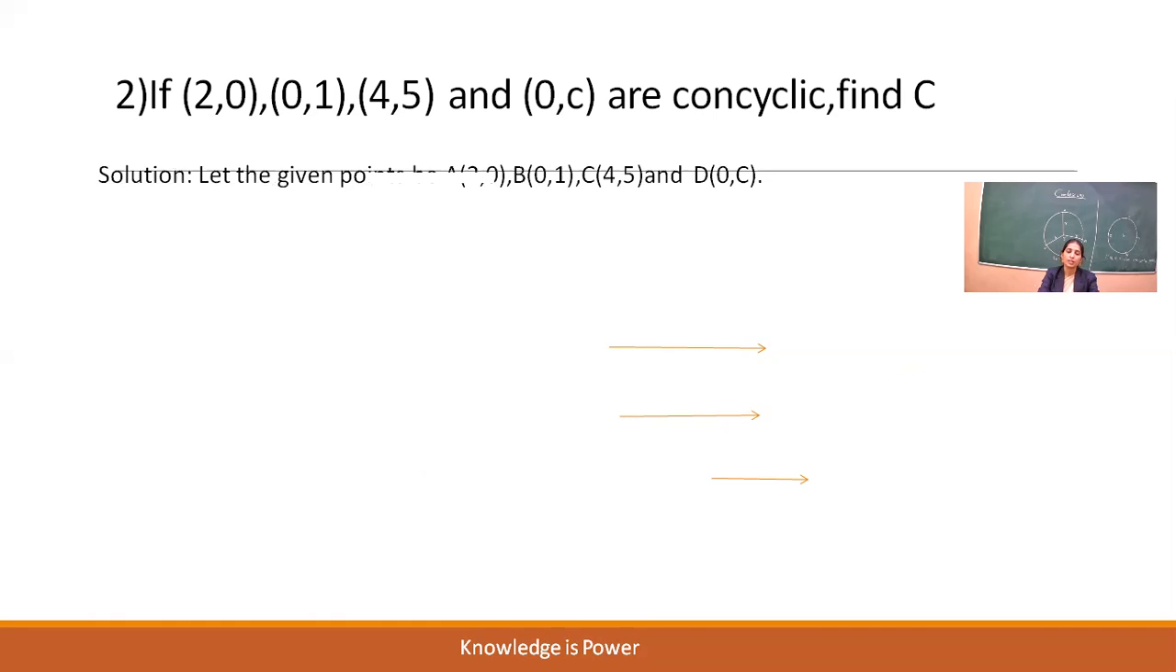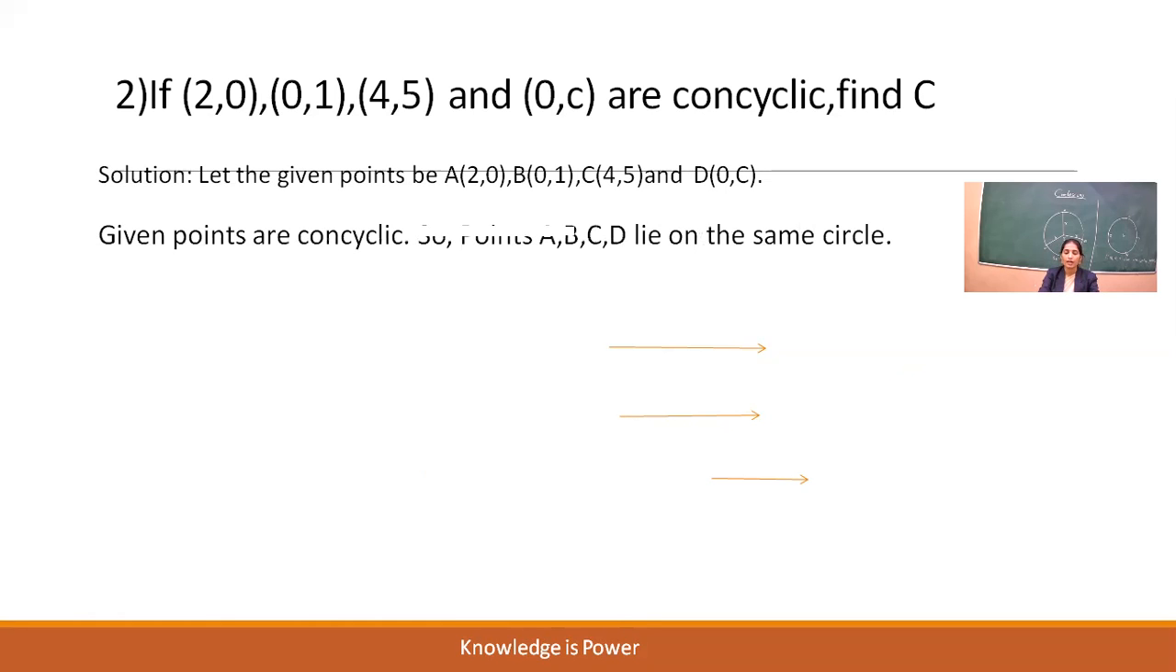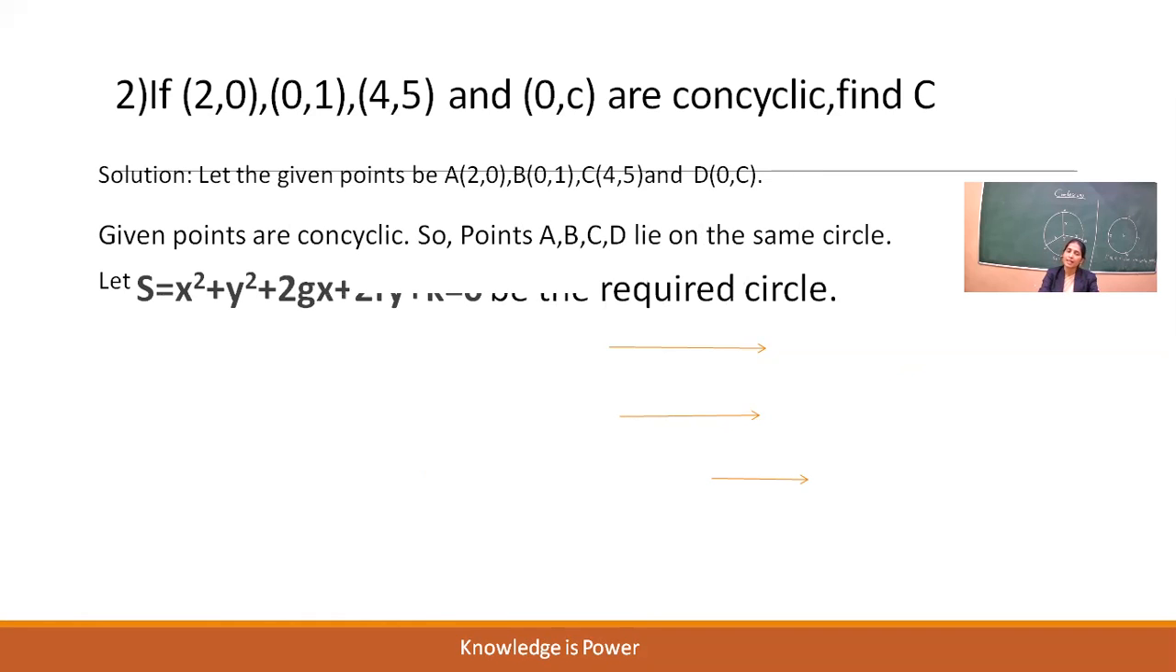First, what should we do? Solution. First, we have to write the given points and name the points: A first point, B second point, C third point, and D fourth point. Given points are concyclic, so all the 4 points A, B, C, D lie on the same circle. Same as the method that we discussed in the previous question, let us take the general equation of the circle: x square plus y square plus 2gx plus 2fy plus k equal to 0, as the required circle. I have chosen k because in the question we already have c in point D, the coordinates are (0, c). Again, I named a point as C. So not to get confused with so many c's, I have taken the constant in the equation of the circle as k.